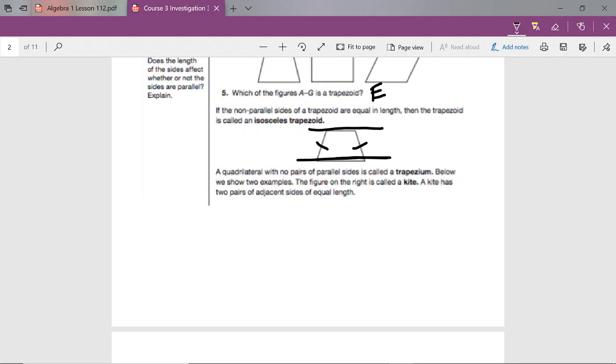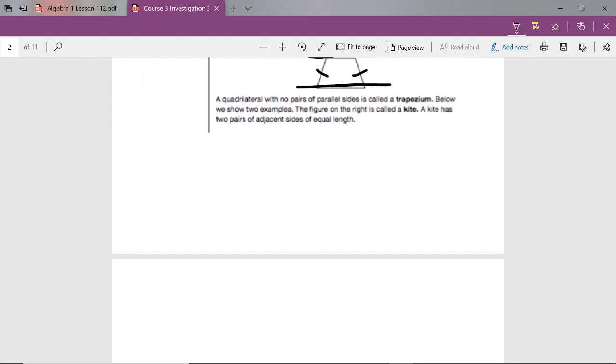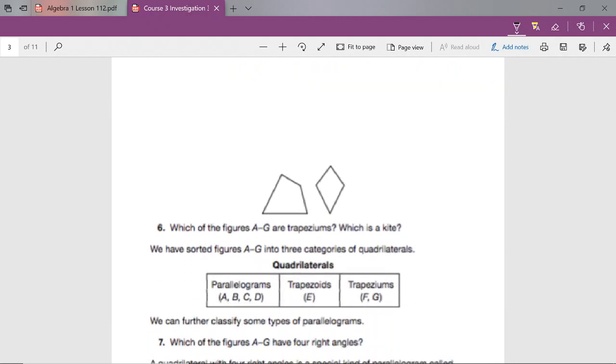All right, and then lastly, we have a couple more vocab terms. A quadrilateral with no pairs of parallel sides is called a trapezium. And we show 2 examples. The figure on the right is called a kite because a kite has 2 pairs of adjacent sides that are equal length, and I'll discuss that in just a second. So which of the figures are trapeziums? Well, our trapeziums are F and G, because those are the ones that had no pairs of parallel sides. And then which one is considered a kite?